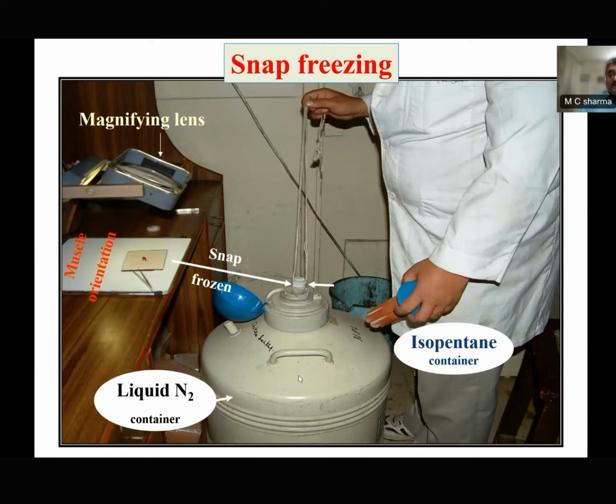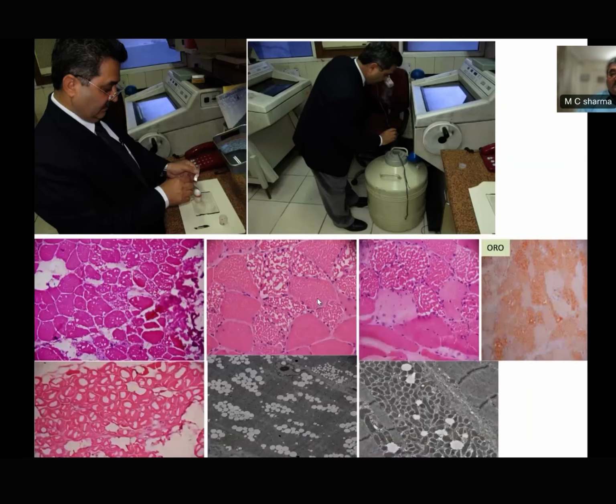We put it in the big cylinder immediately, whereas some people take the liquid nitrogen in a flask or some other container, and then fix the muscle in the liquid nitrogen. But I am showing that the position or status of the person, whether it is a professor or some other person, doesn't matter. It is a technique. This is myself.